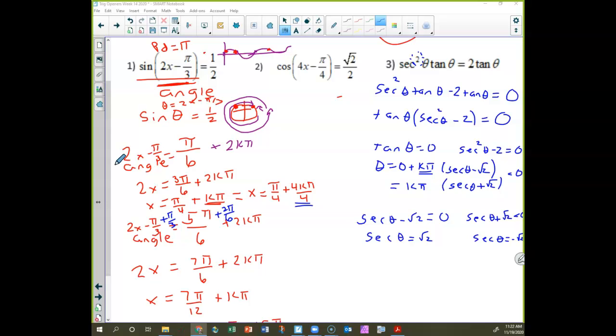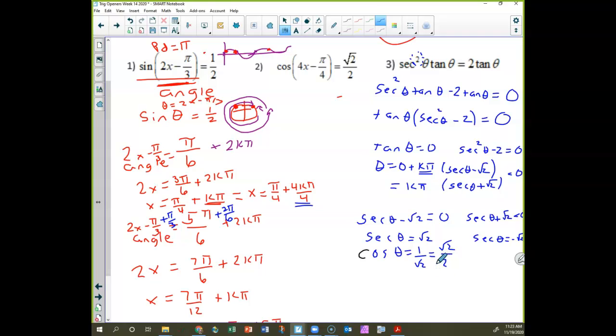If you know secant, what else do you know with no work? I know cosine. What would cosine be? It'd be 1 over root 2. You say, Mr. Epling, that doesn't help me any. I don't know what that is on the unit circle. Yes, you do. Because 1 over root 2, if we simplify it, is root 2 over 2.